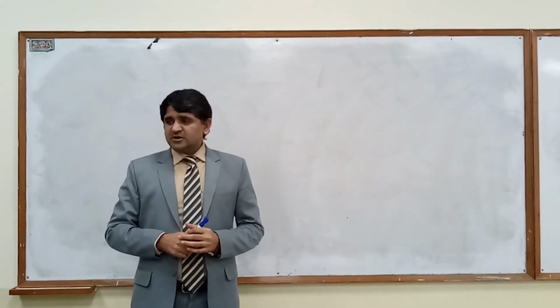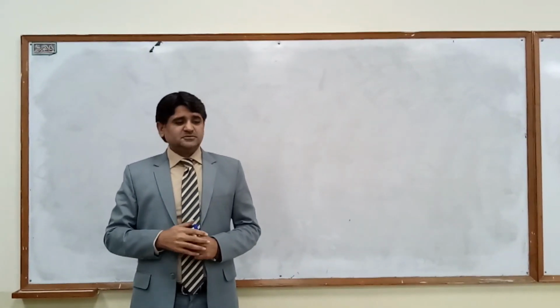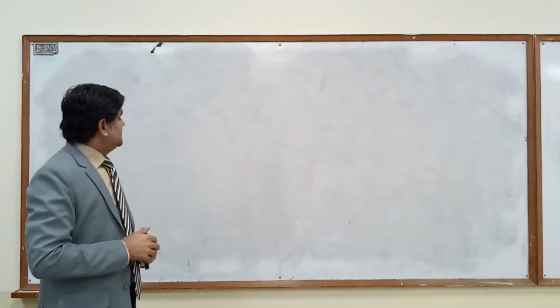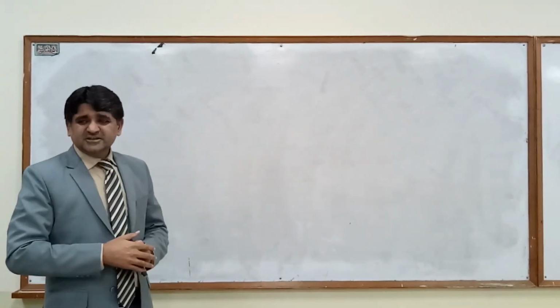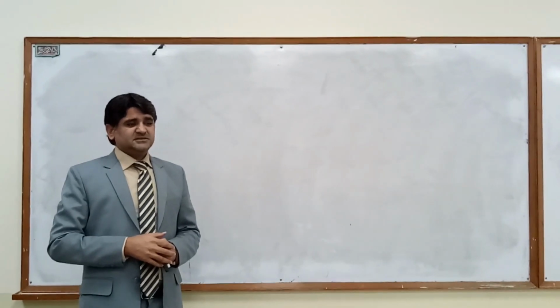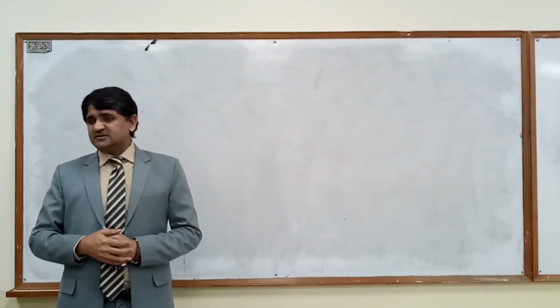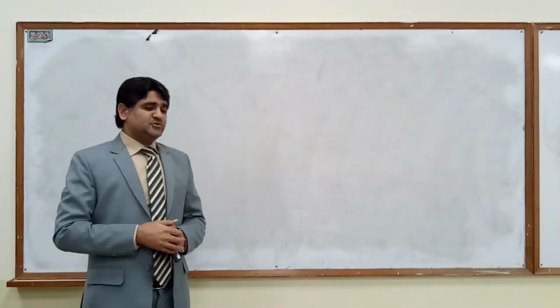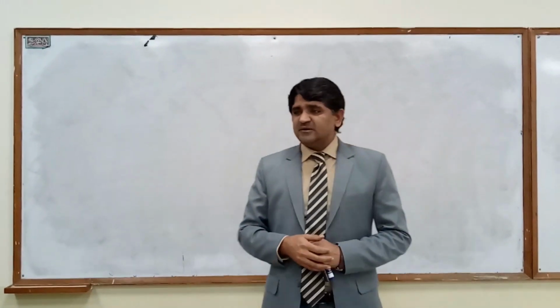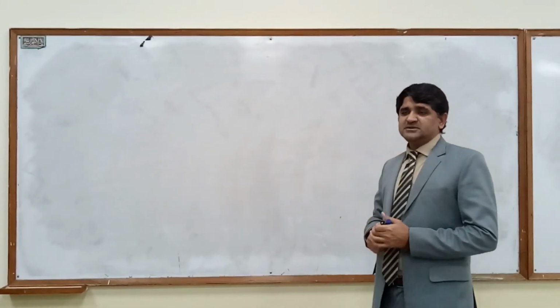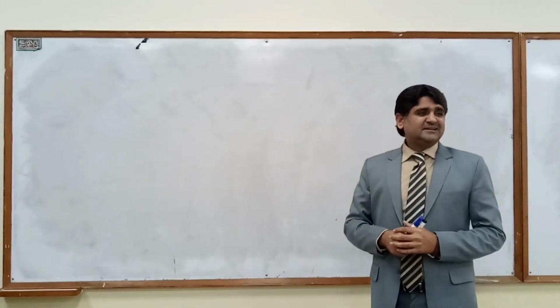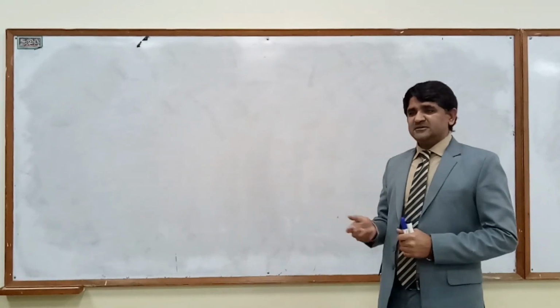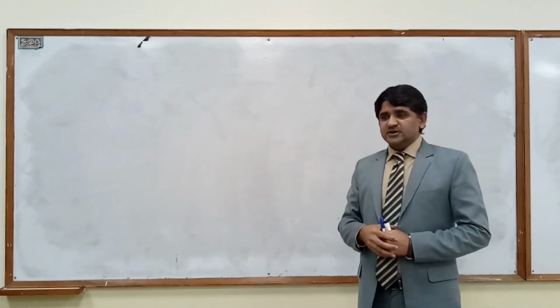Today we will be talking about exercise number 3.2. 3.2 is related to the elimination method, and as you know, we are discussing systems of linear equations. A system of linear equations is when we have more than one equation having two or more variables.